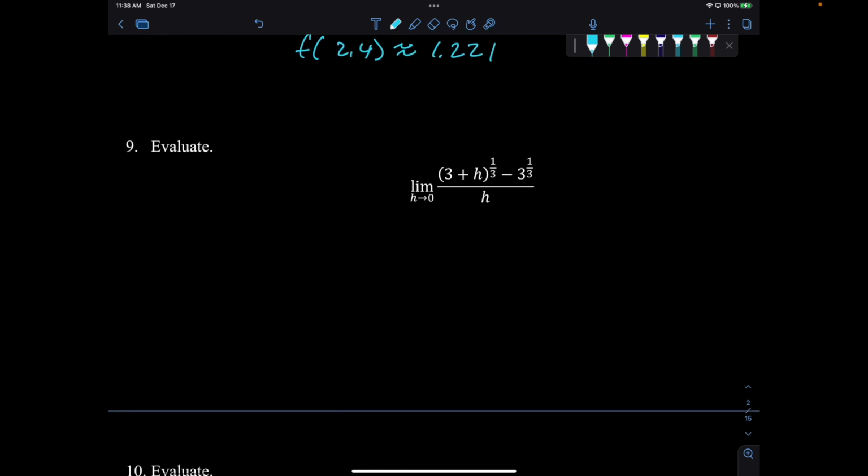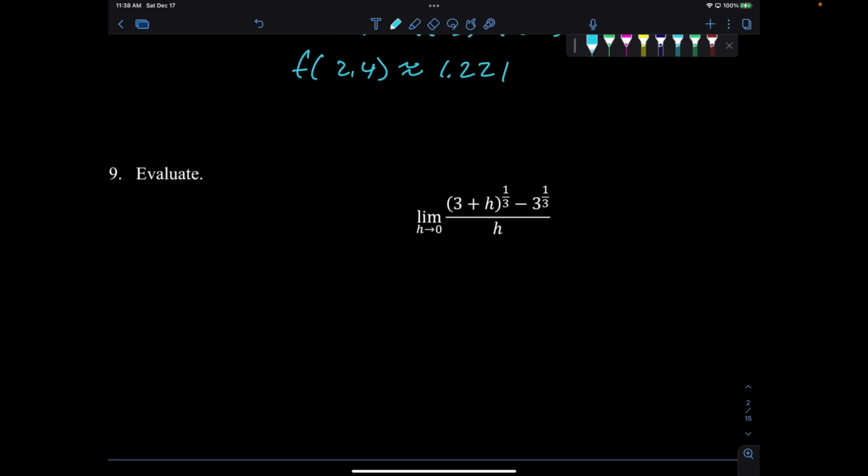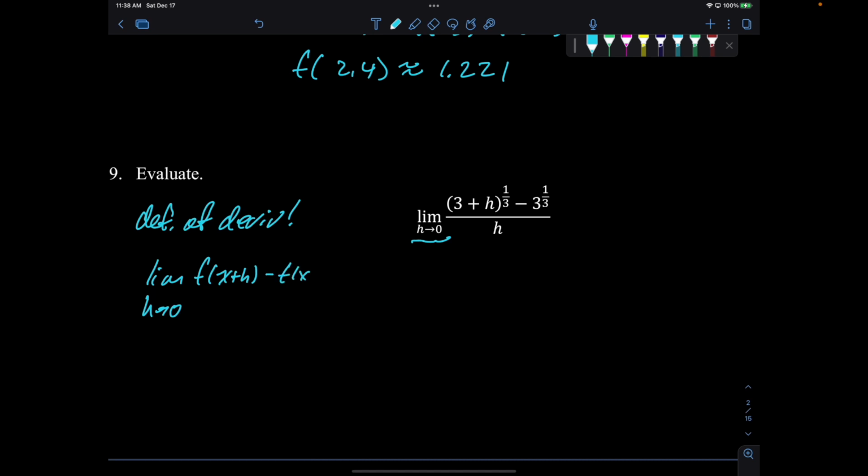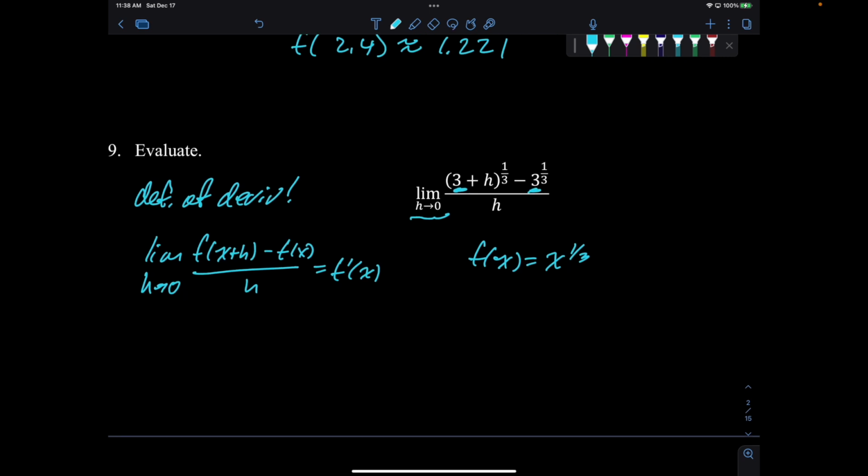Let's keep rolling. Question 9, evaluate. This has the limit as h approaches 0. As soon as I see that, I think this is probably the definition of the derivative. The definition of the derivative is the limit as h approaches 0, f of x plus h minus f of x over h, which should be f prime of x. So in this problem, I think that f of x is x to the 1/3, and we've just replaced every x with a 3. So I need to find the derivative, so I'm looking for f prime of 3.